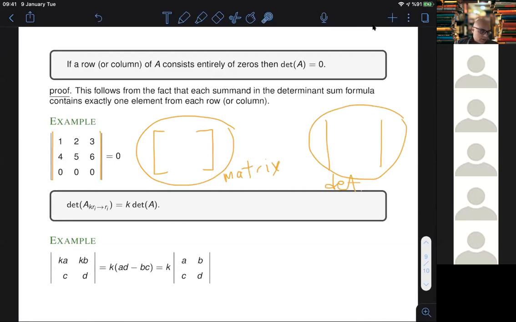Okay, so the next elementary row operation is multiplying a row by a non-zero number and replacing it with that row. Okay. In this case, the determinant is also multiplied by that number.